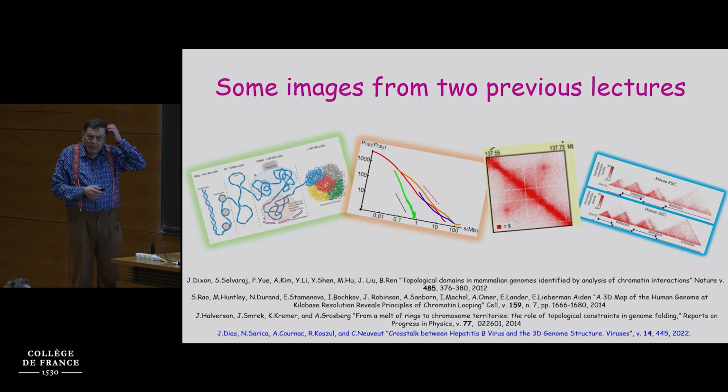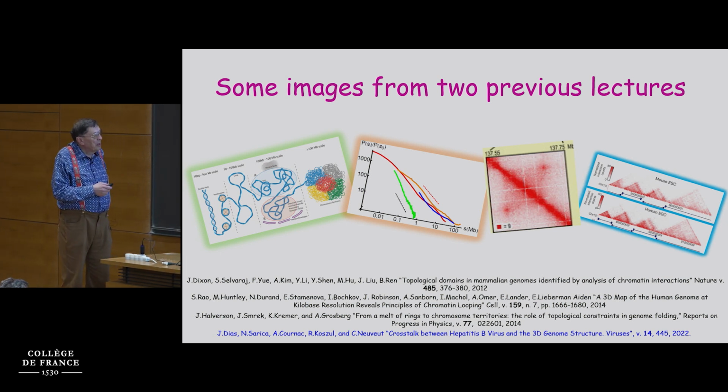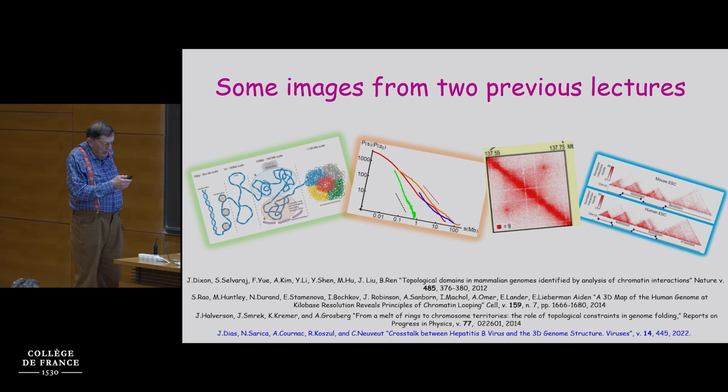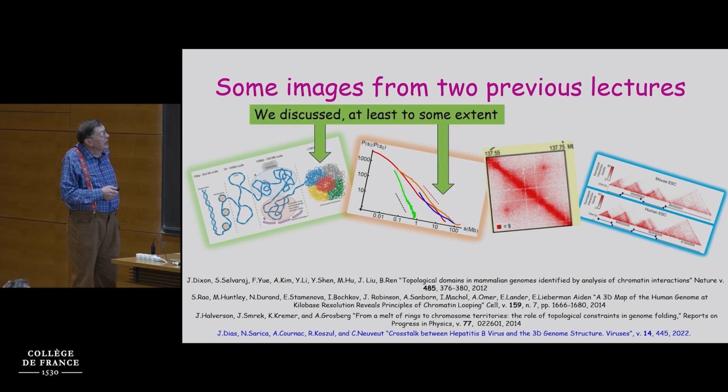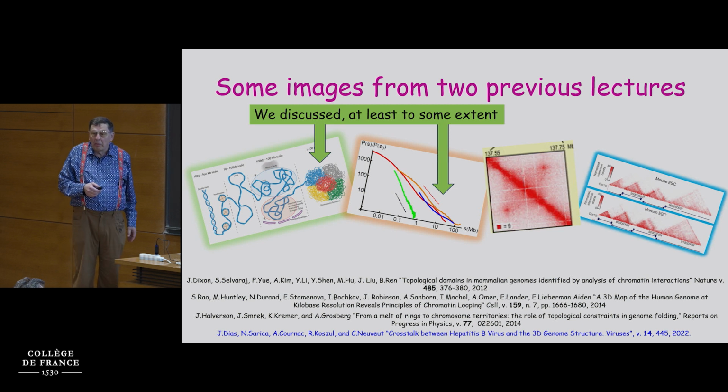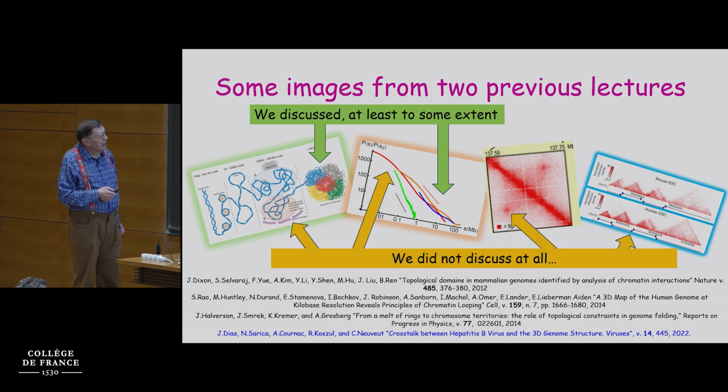Let's go back to some pictures that I showed to you a week ago and 2 weeks ago, and let us remember what we discussed. Specifically, those are things that we discussed to some extent. We discussed territories, and we discussed this slow decay of probability distribution for the contacts that we discussed. But there are many other things which we did not discuss at all.